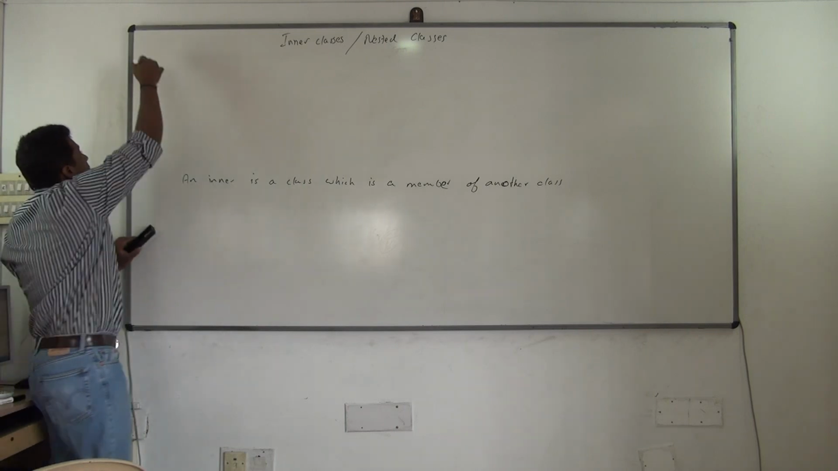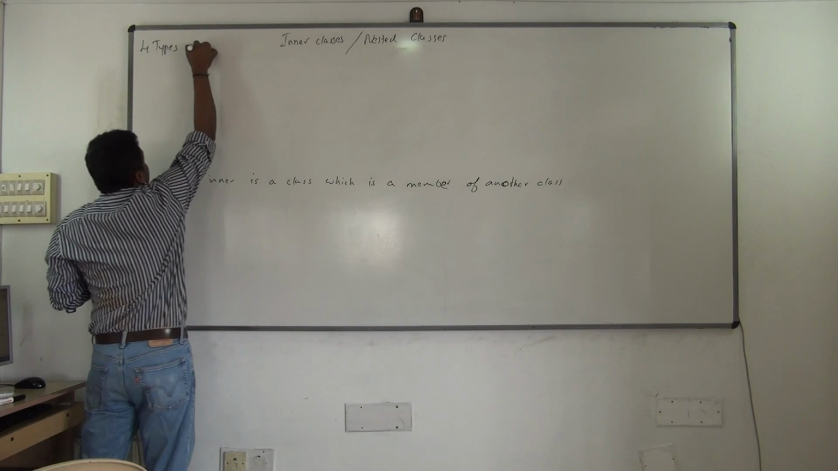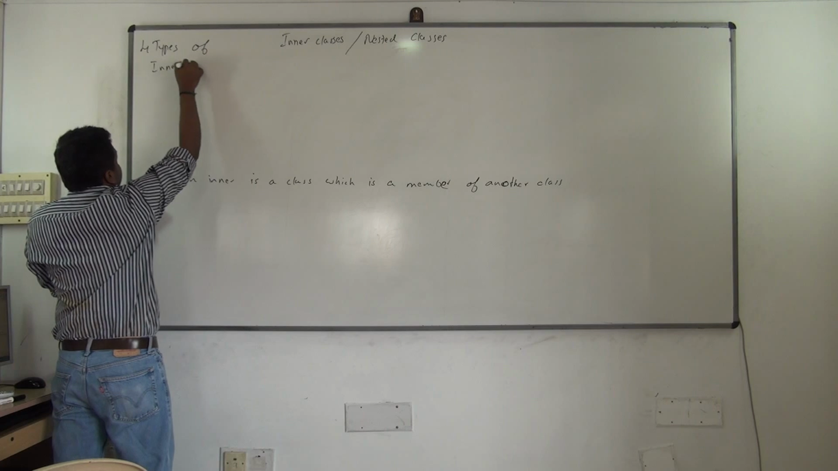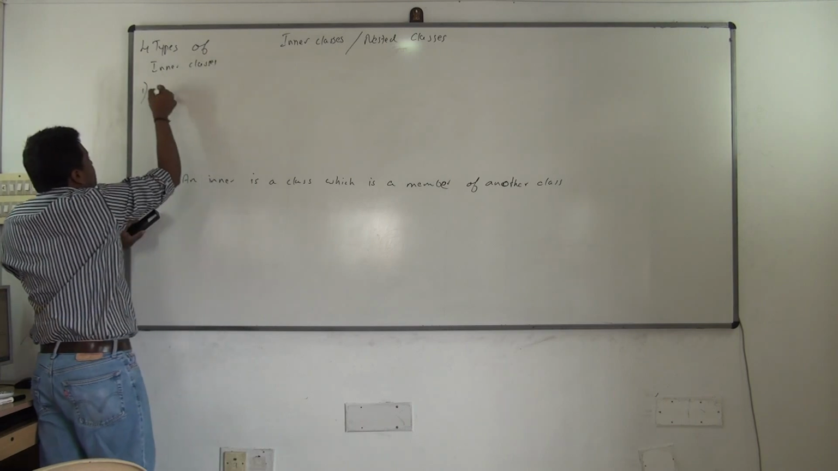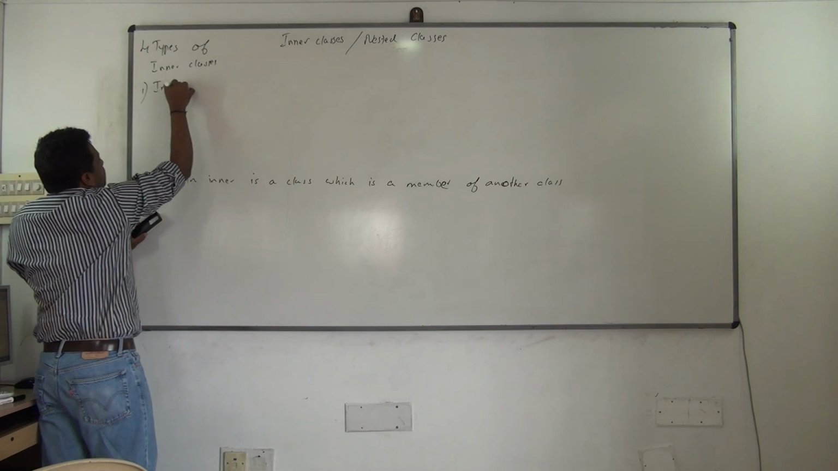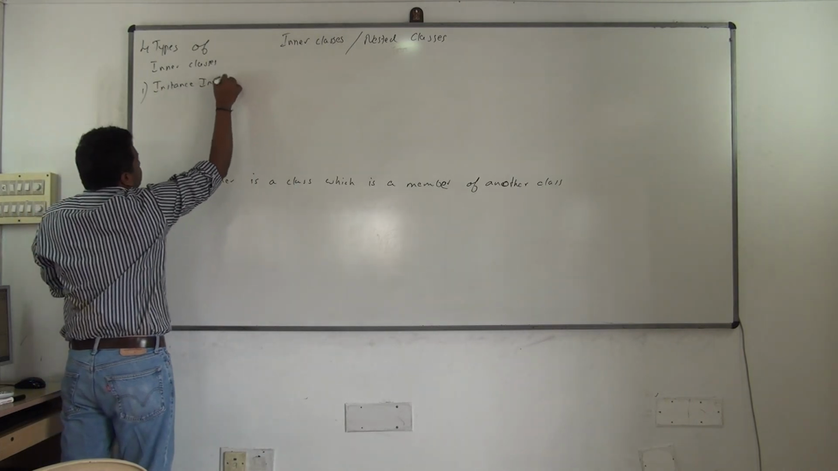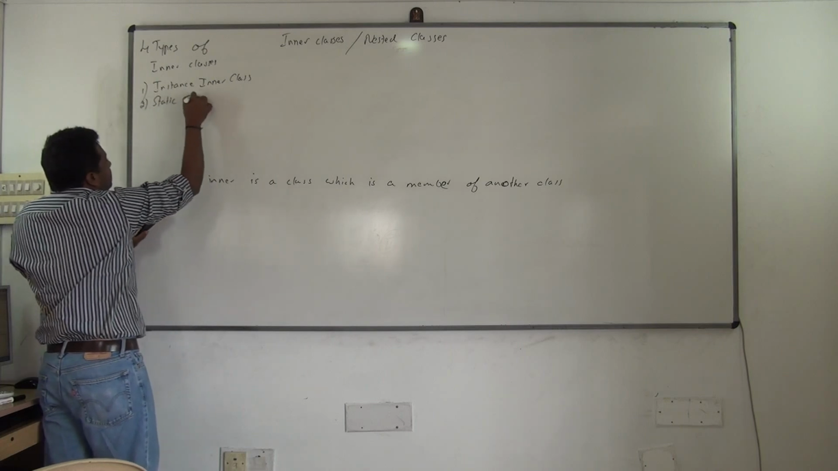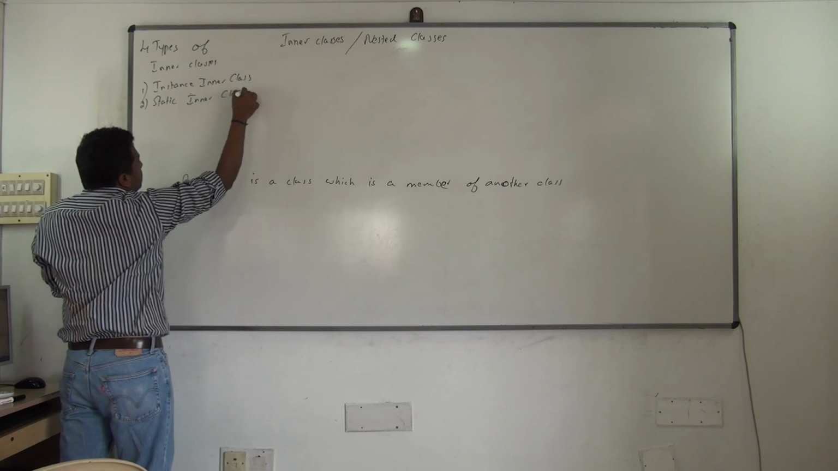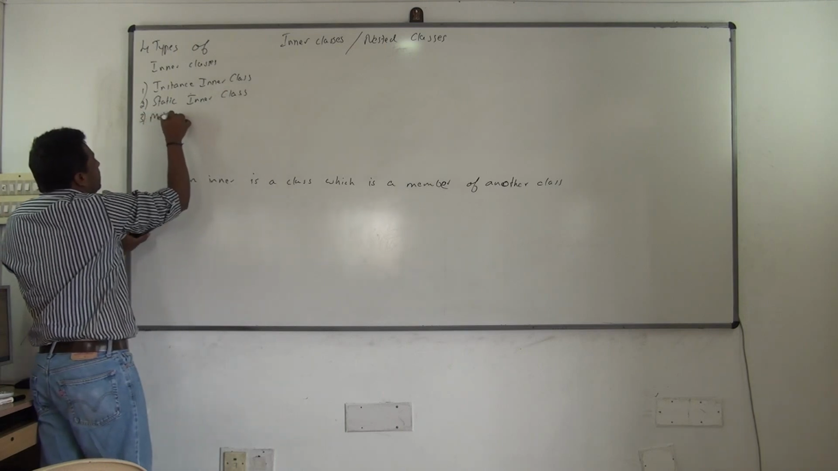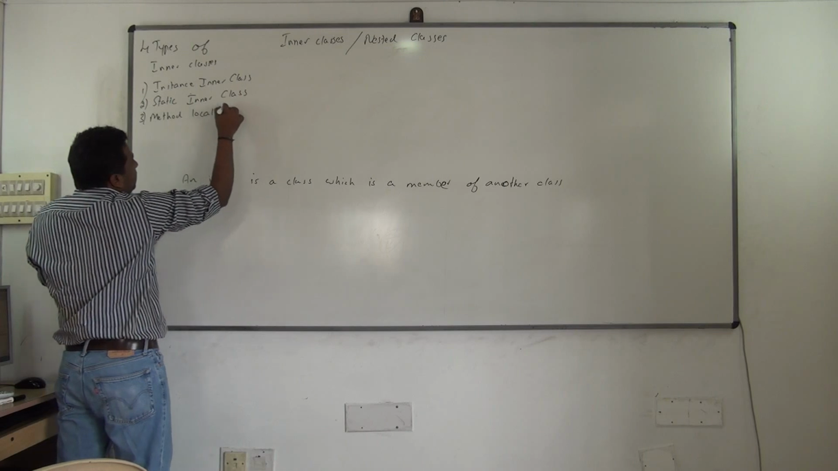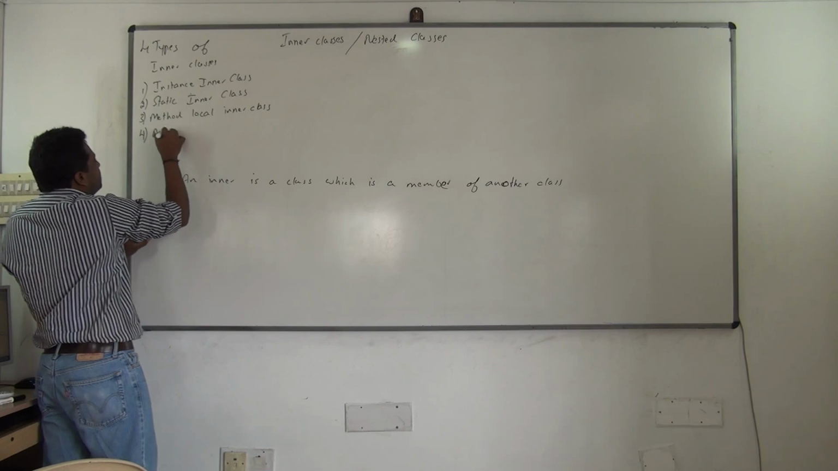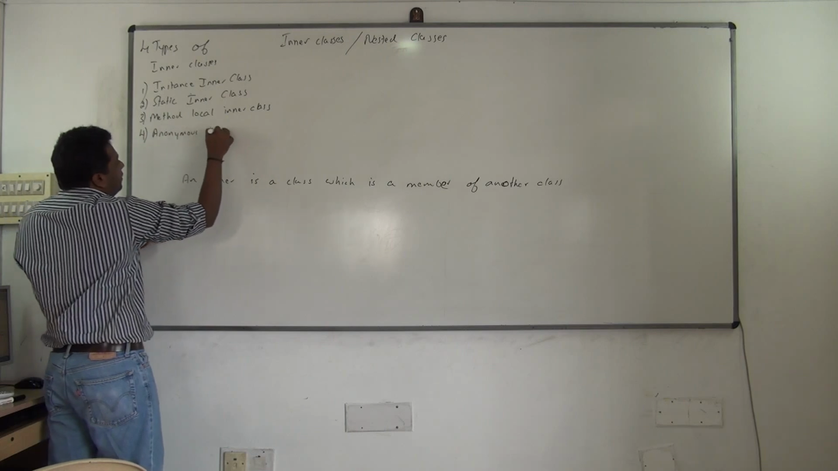Clear? Okay. Now there are 4 types of inner classes. Which are they? First one, instance inner class. Second one would be static inner class. Third one would be method local inner class. Fourth one would be anonymous inner class.